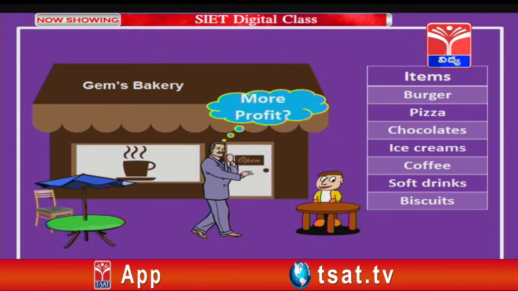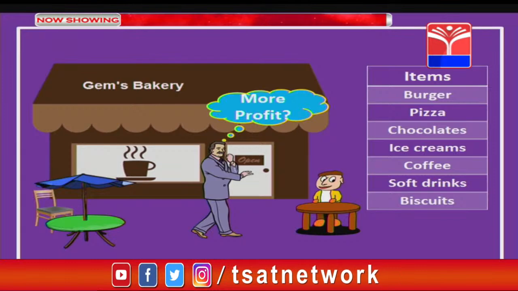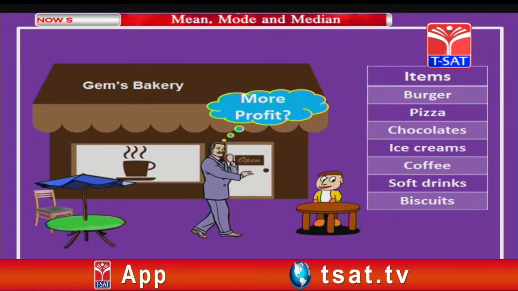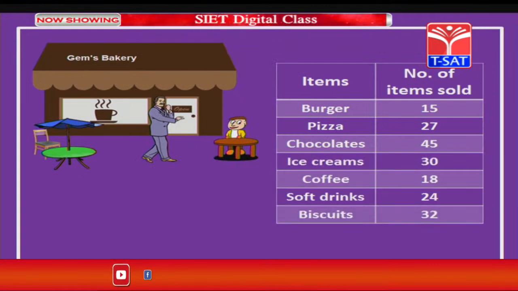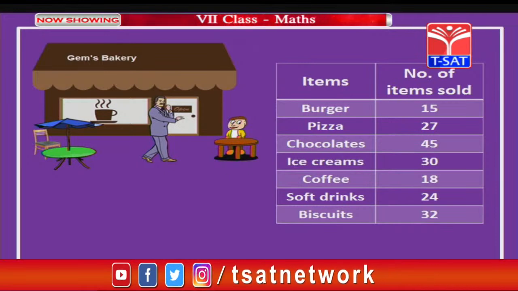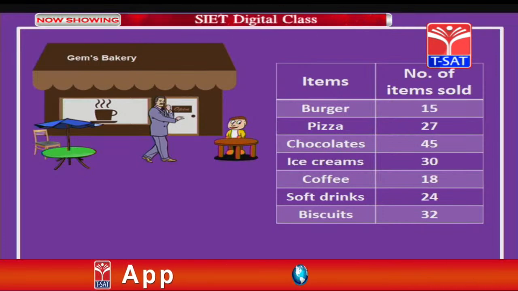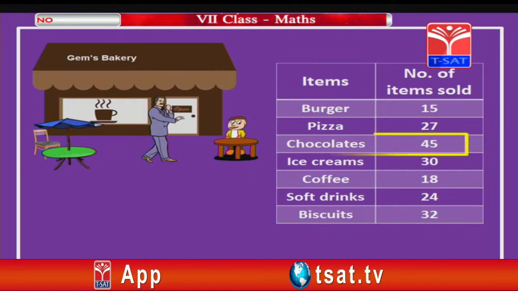He has the stock of all these items in equal numbers, but still he is unable to make proper profit. But how to make more profit out of these items? Let us help the shopkeeper to gain more and more profit. For this, we are going to consider the number of items sold in a day. So, burgers 15 are sold, pizza 27, chocolates 45, ice creams 30, coffee 18, soft drinks 24 and biscuits 32. All these things are sold in one day.